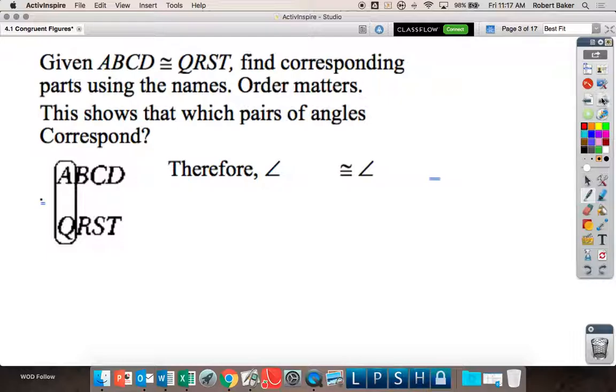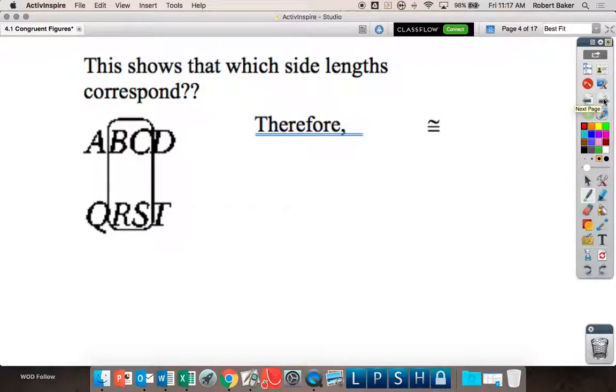They are corresponding and they are congruent. Angles are easy, right? And I could draw the figure and I could mark it, but as a pre-AP student, you should be able to pull it from the statement. Now, what's a little more complicated is when I ask you to identify corresponding sides from a congruency statement.